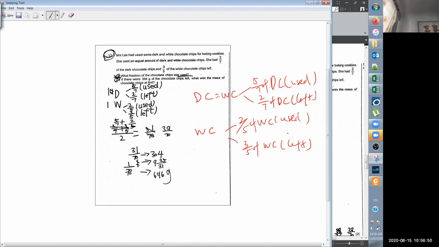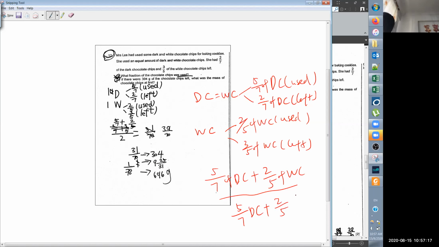Now, what fraction of the chocolate chips were used? Very simple. All you need to do is 5/7 of DC plus 2/5 of WC used. What is the answer here? Since WC is also equal to DC, how many DC do you have? Can you add these two fractions together? Use your calculator. What do you get?